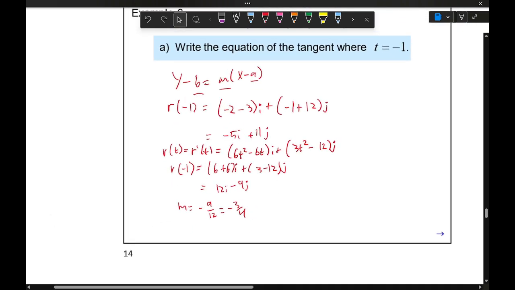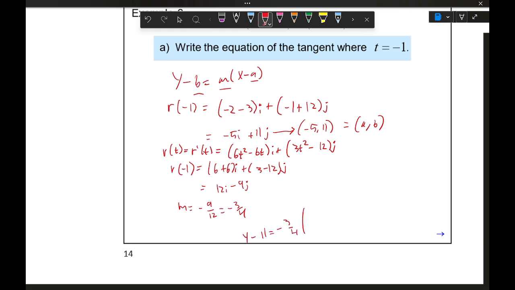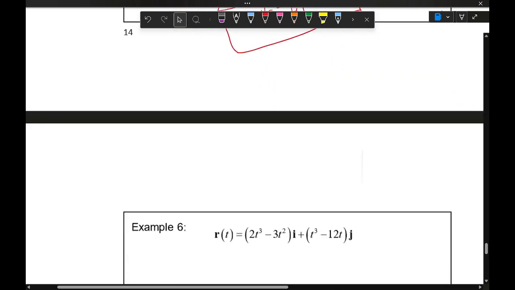And so now that we have that slope, we can just plug it into our point slope form. We have this point up here as well, which is -5, 11, equals a comma b. So we can say y minus 11 equals -3/4 times x plus 5. And that is our equation for the tangent.